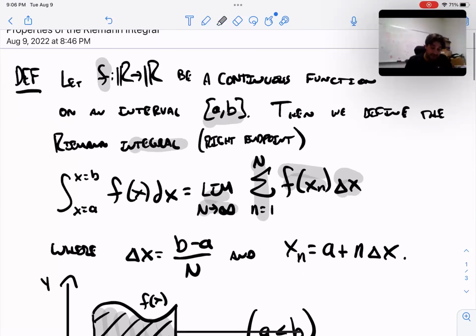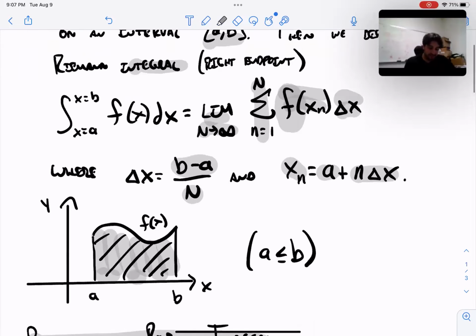Then how do we get these heights and these widths? Well, the widths are calculated by saying how wide is the interval and then divide it into N equal pieces. That gives you the width. How are the heights calculated? Well, we pick N points equally spaced across the interval, which we do by starting at a and then adding n times delta x as n goes from 1 to big N. And that's how we get our x values. And then we evaluate f at those x values, because f at those x values gives us the height of each of those rectangles. So this is our definition of a Riemann integral.